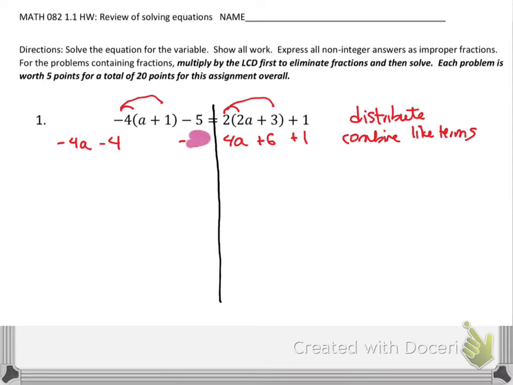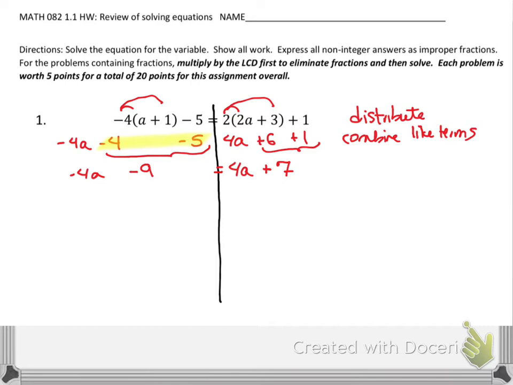So over on the left side of the equation, you can see that we have a negative 4 and a negative 5. And when we add those together, that gives us negative 9. On the other side, we also have a positive 6 and a positive 1, and we can combine those because they're on the same side to get positive 7.